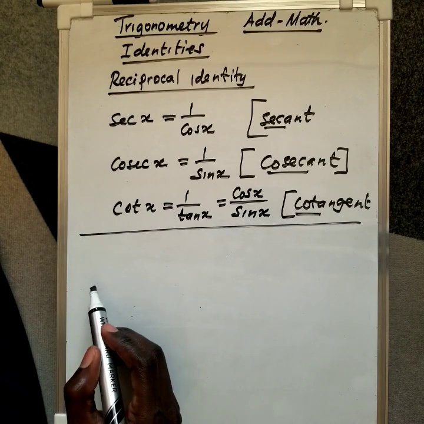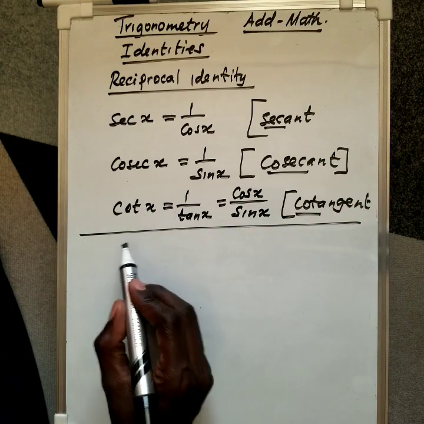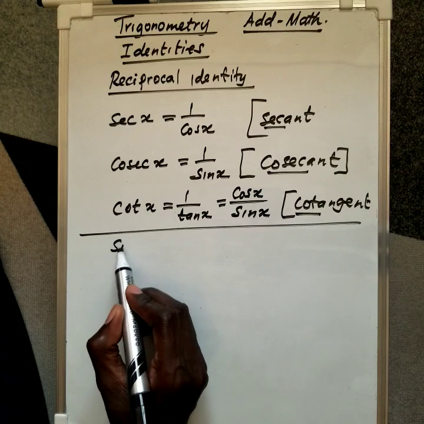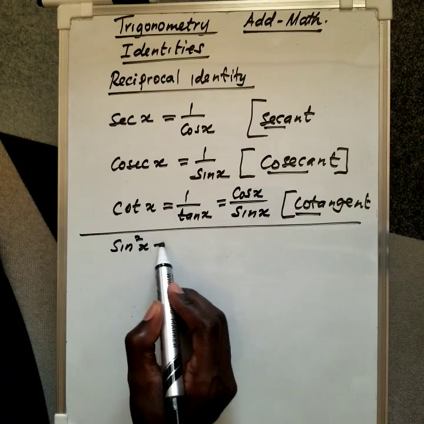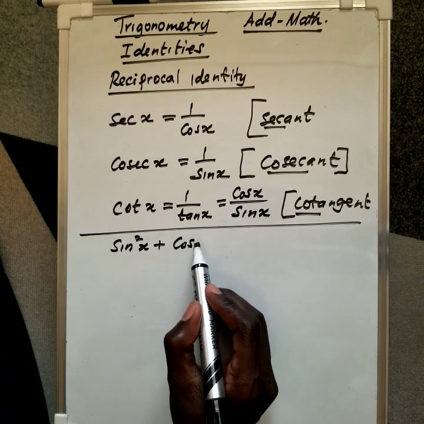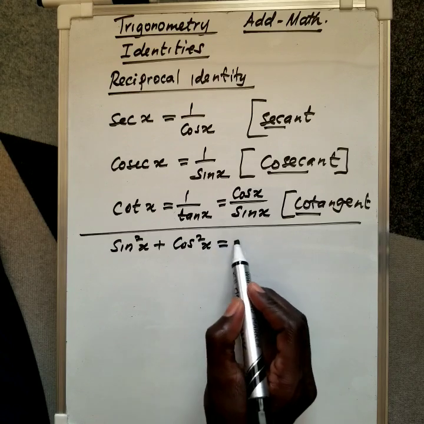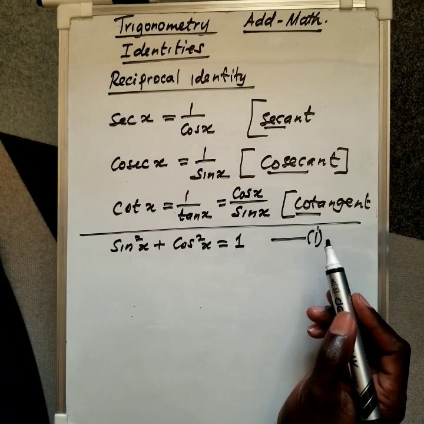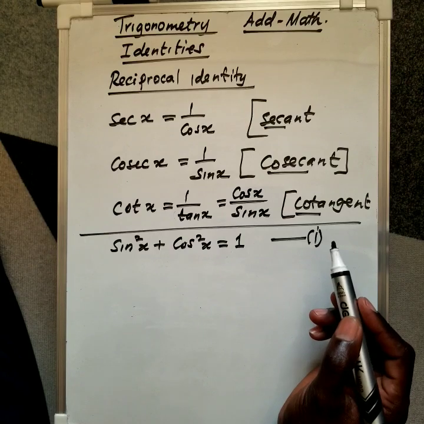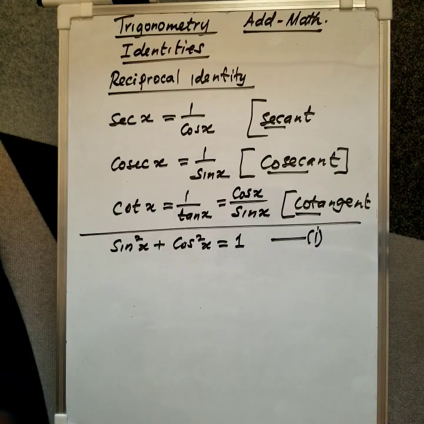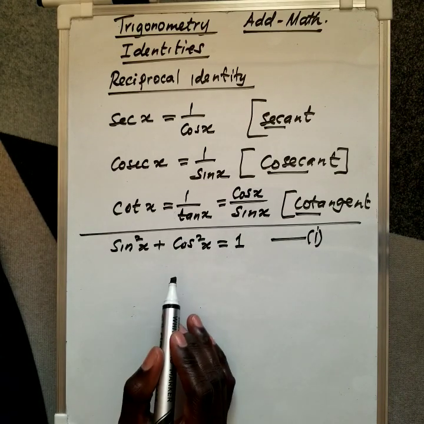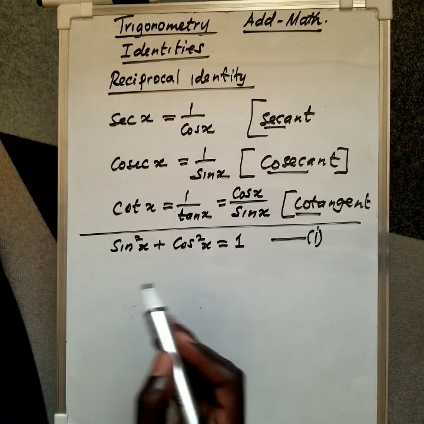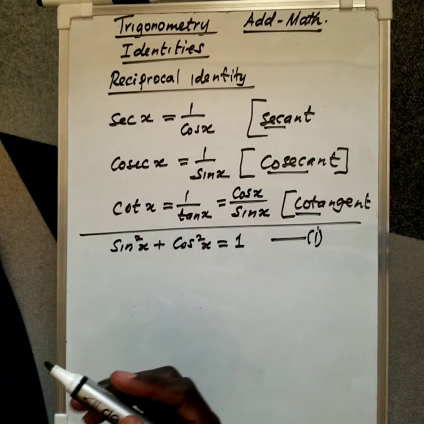Now if you remember from our previous discussion, another identity says that sine squared x plus cos squared x is equal to 1. This is a very important identity, and from this one you are able to derive other identities. So let's see how you can go about deriving other identities from this one.